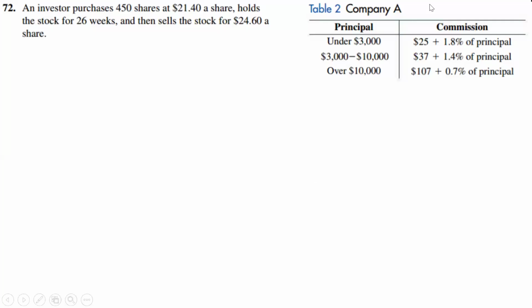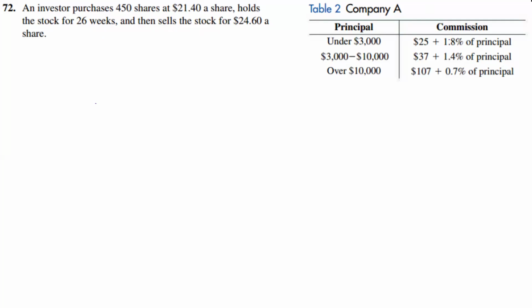All right, so in this type of problem, what we're supposed to do is find the annual interest rate. Here we have an investor who purchases 450 shares at $21.40 a share, holds the stock for 26 weeks, and then sells it for $24.60 a share. And we have this table we have to go by.